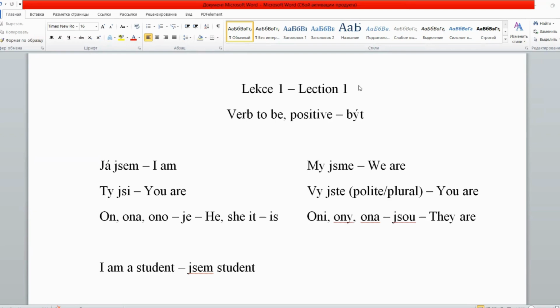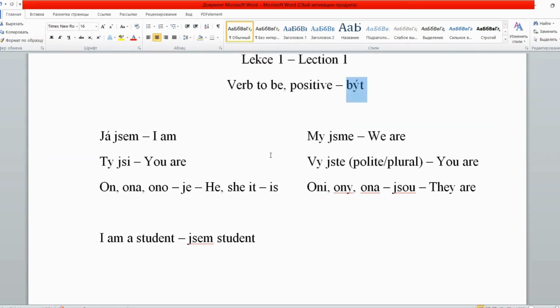It's a very basic verb, to be, být. In the Czech language, it's the verb být in the present tense form. It's to be. Also, you can hear být, but it's an old version of být.